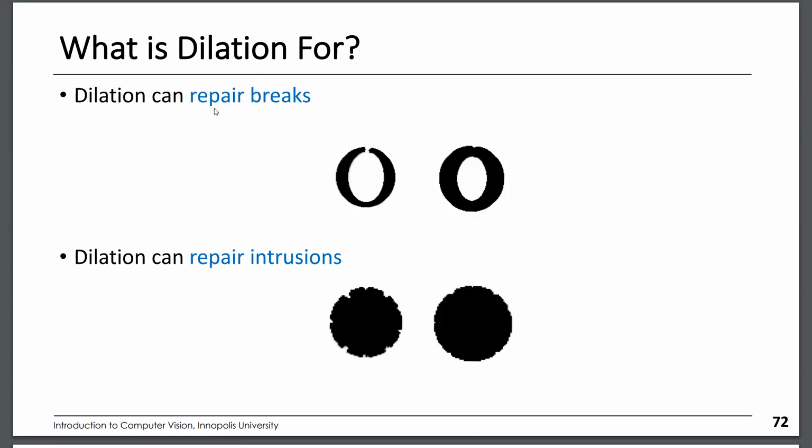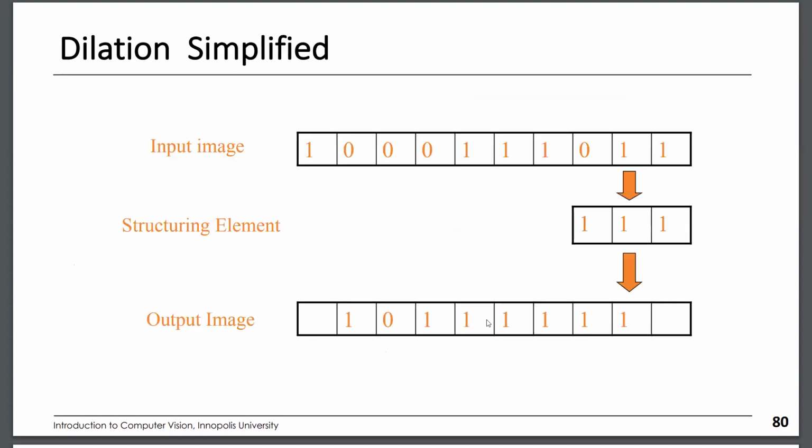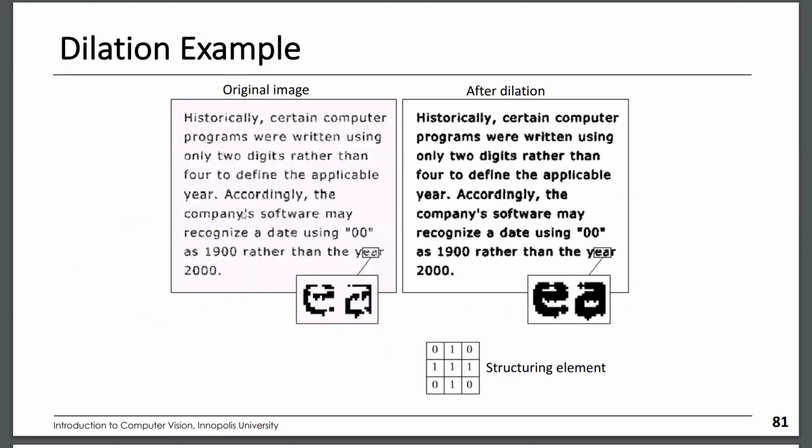So what is it used for? For example, to repair breaks or repair intrusions, right? Or to fill these values, remember. So this is just a small example of what dilation looks like. This is how dilation can be used, for example, restoring historical images, making them a bit clearer to read.